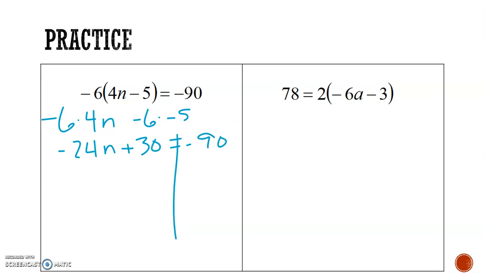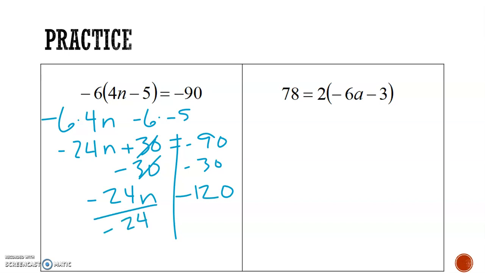All right, so we are going to subtract 30 both sides to bring that over. So we have negative 24n and negative 90 minus 30. So we're going into the hole even more, away from 0. So that is negative 120. And then we're going to divide both sides by negative 24. So we have n equals 5.